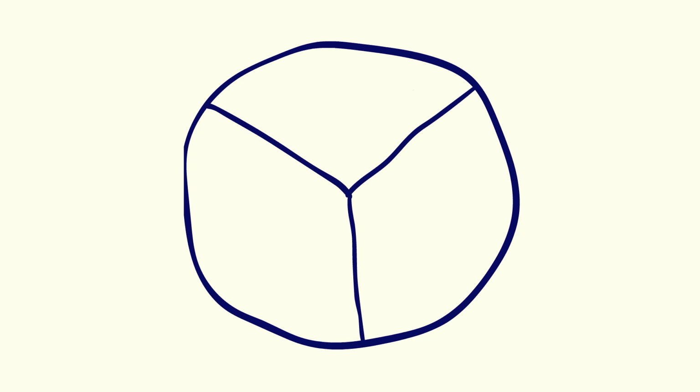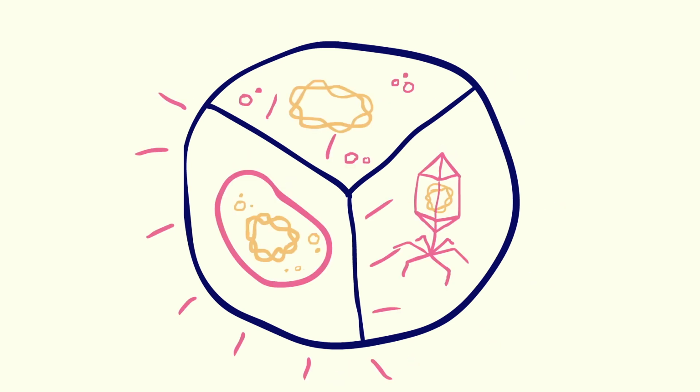Antibiotic resistance genes can be acquired through 3 types of horizontal gene transfer. If you'd like to learn more about the process of horizontal gene transfer, check the links in the description.